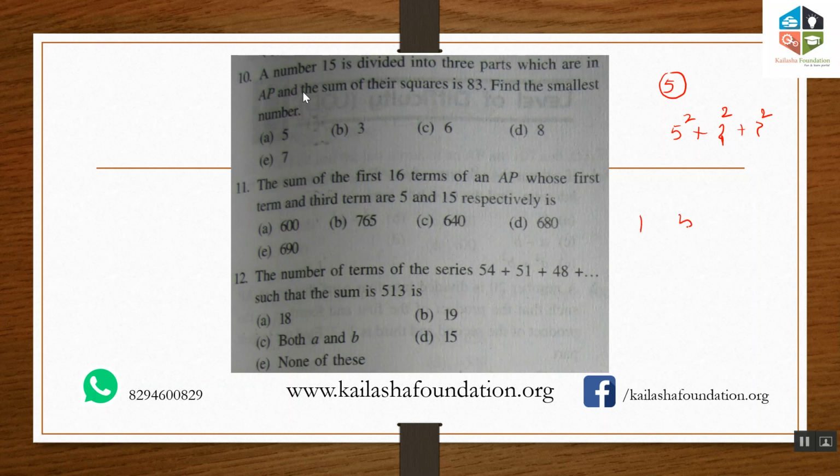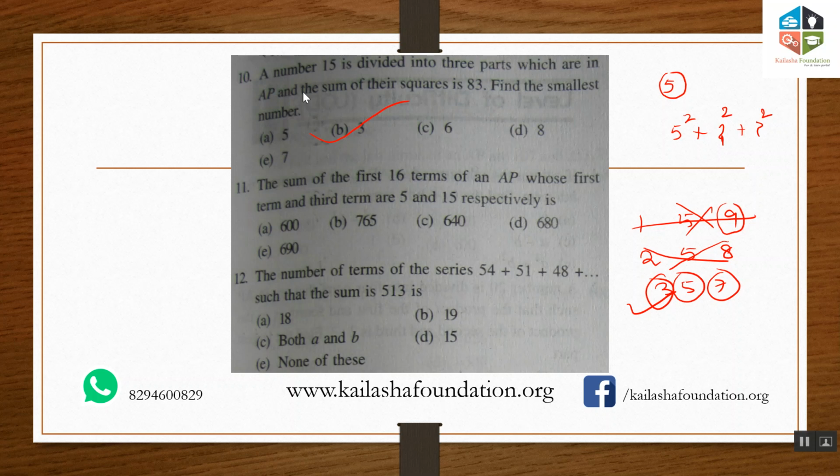So what we can have: 159, 258, 357. Okay, so 9 nines are 81, that is already cancelled. 64 and 25 cancelled. 49 and 25, that is 74, and 9, that is 83. So the smallest number is 3. This was very easy to solve using hit and trial only.